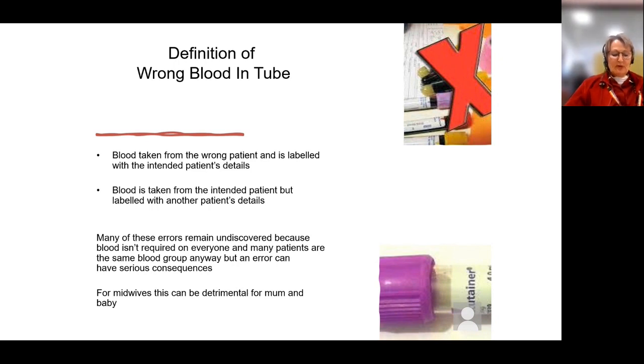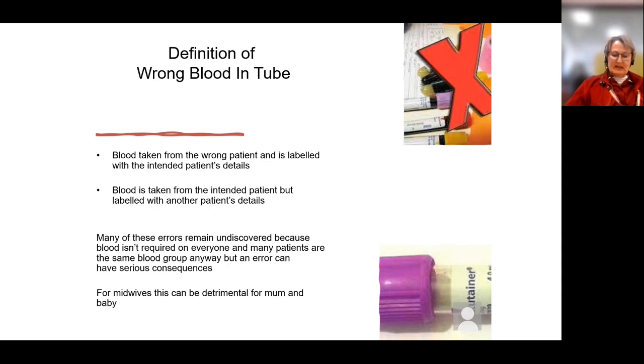These errors are more common than we actually think, because many of us are the same blood group anyway, and so we don't always pick them up. So they're probably very underreported and probably much more common than we think. But for midwives, if this happens and you take a wrong blood in tube, the results can be detrimental for both mum and for baby. What might the consequences be of a sample mix-up like this?